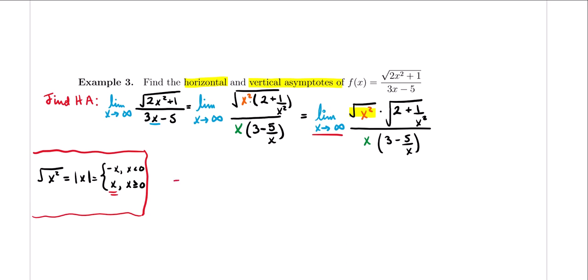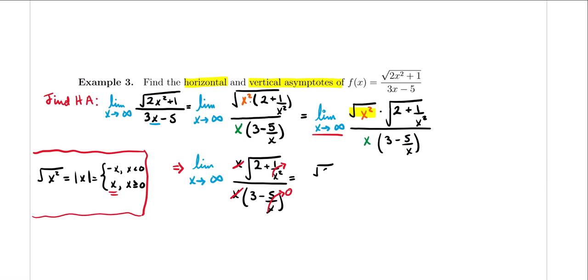So this problem then is going to give us here the limit as x approaches infinity of x times the square root of 2 plus 1 over x squared all over x times 3 minus 5 over x. And now we can go ahead and cancel our x's here. Since the x values are going to infinity, our fractions go to 0 here. And what are we left with? Well, we're now going to be left with the square root of 2 all over 3. And there we go. This is one of the horizontal asymptotes for this particular function.